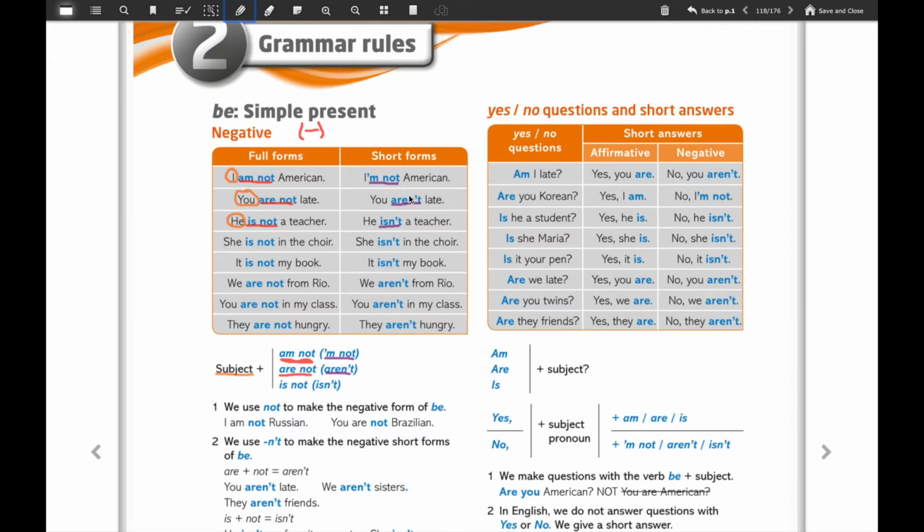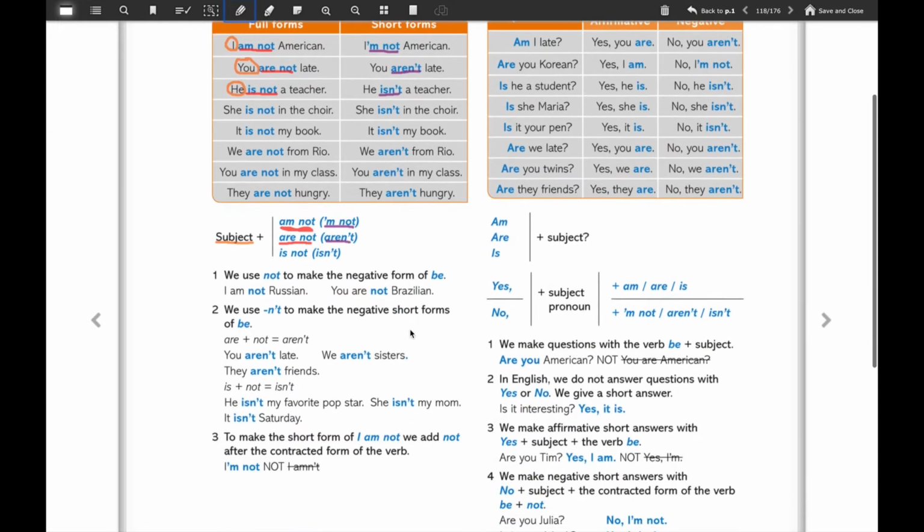And then in short forms, you have the same, but in a contracted form. So instead of saying I am not, you're going to say I'm not. Instead of you are not, you're going to say you aren't, okay? Here we have some rules. Here we have 3 rules. It says we use not to make negative form of be. Very simple. Utilizamos la palabra not para formar oraciones negativas del verbo to be.